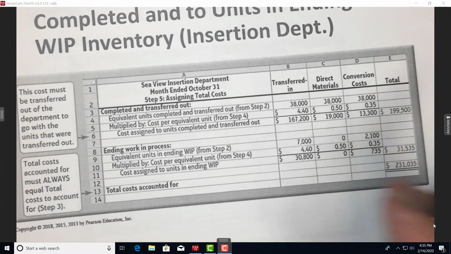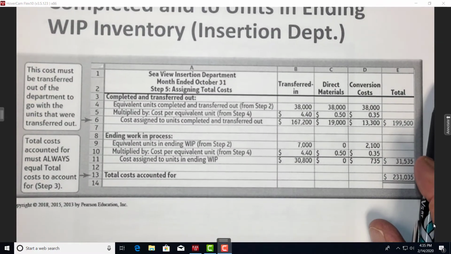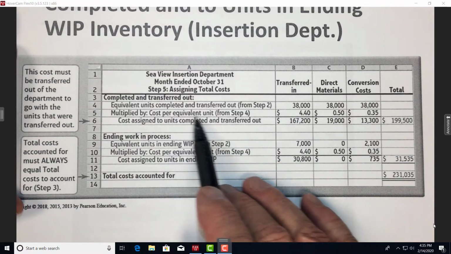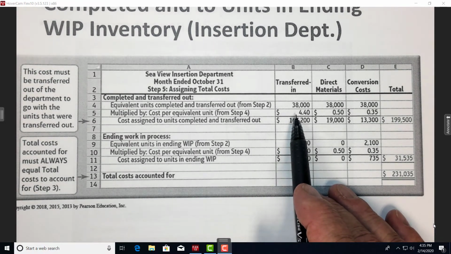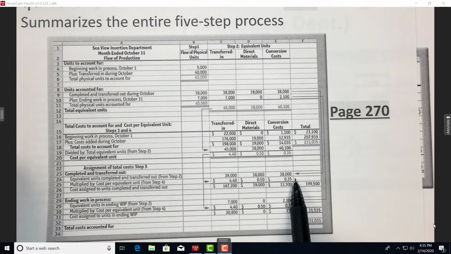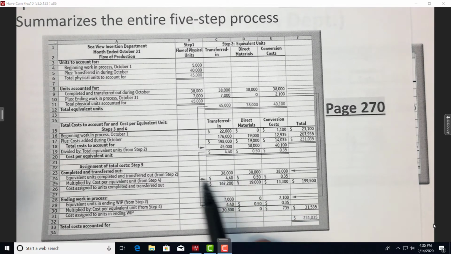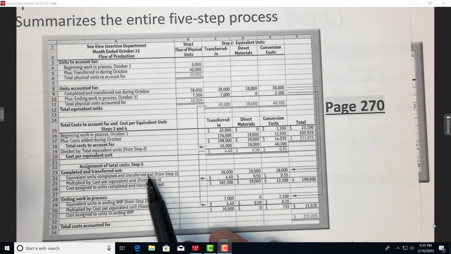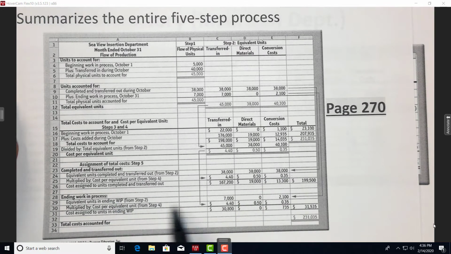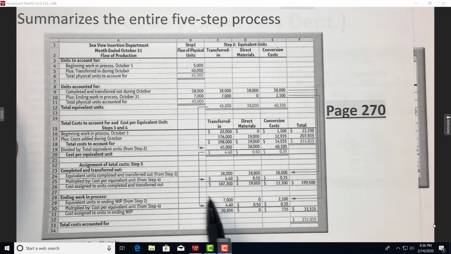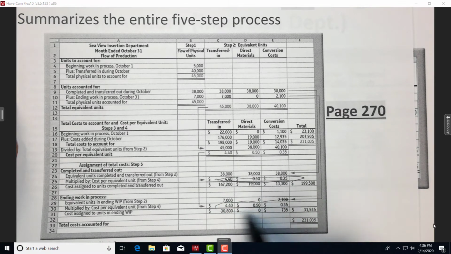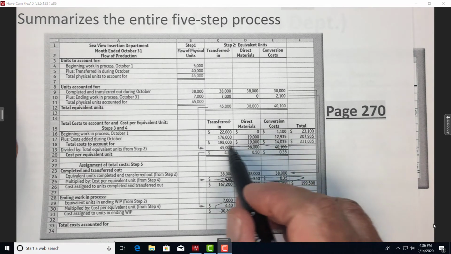Then the final step is to assign total cost to the units. You take the total cost per equivalent unit, which you just calculated, the cost per total equivalent unit, calculate it here, bring it down here, then put in the units completed and transferred out. And then you do the ending work in process here, the same cost as here that you calculated here.